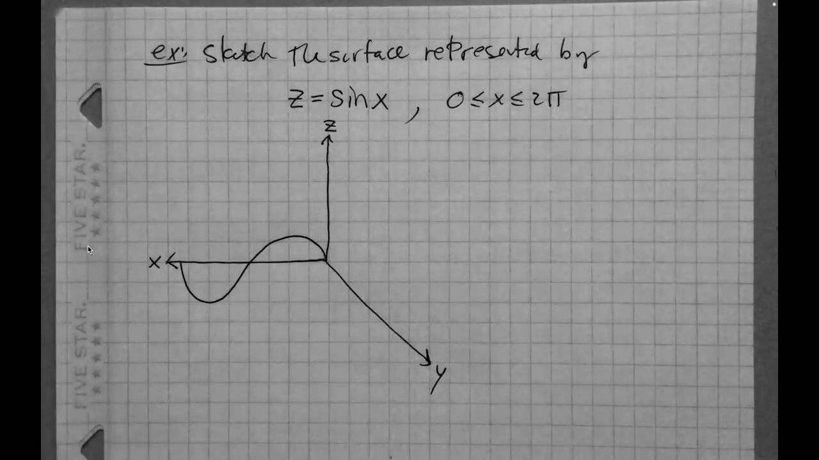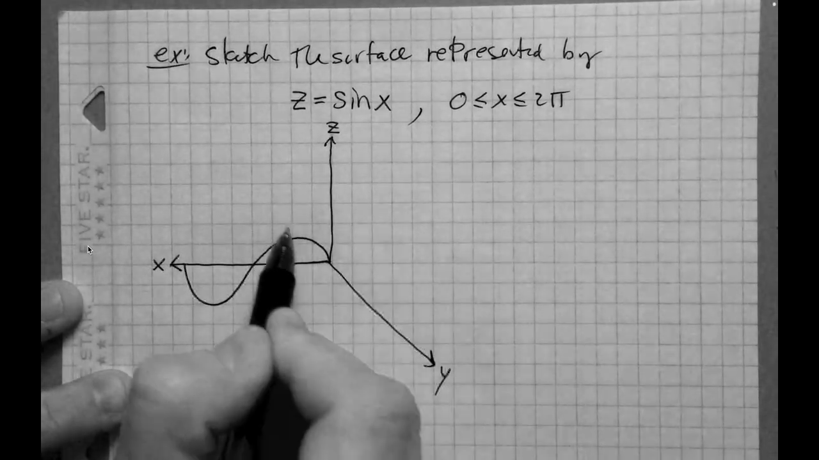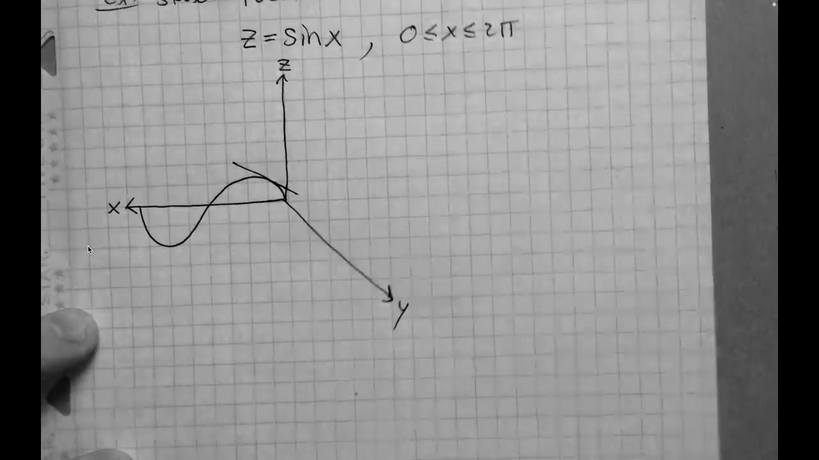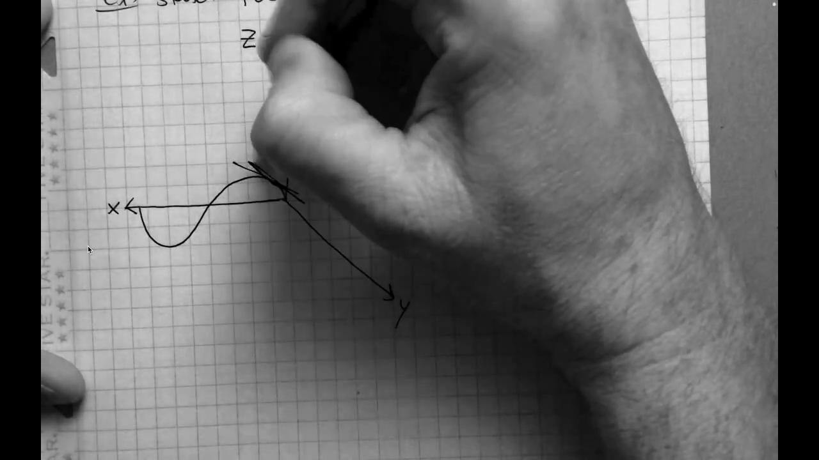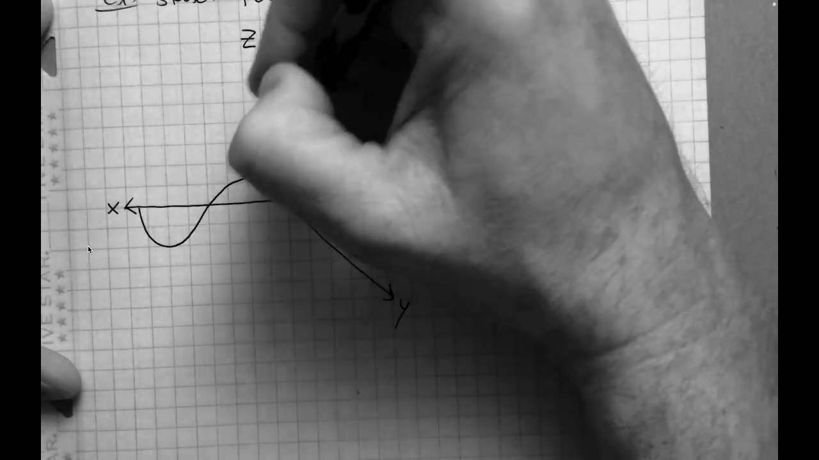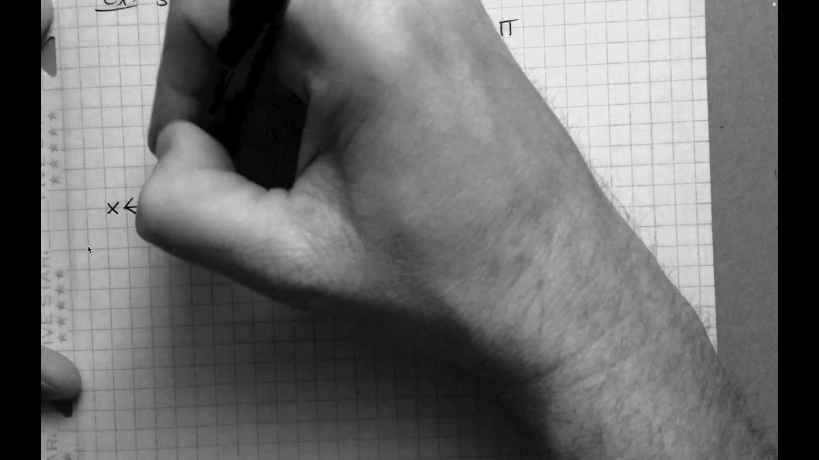Now, what are the rulings going to be doing? Well, this will be hard to see, but they're going to run, ooh, really hard to see. Sorry. They're going to run parallel to the y-axis, perpendicular to the xz plane, right? So they're going to be running along it like this.